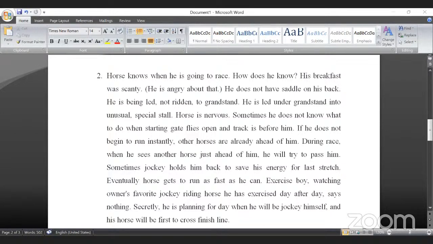We were at: he's being led, not ridden, to the grandstand. Now here, why do you think we use the? Because it is particular for the grandstand. We are specifying the particular place. What is a grandstand? Grandstand can be in the stadium where we keep the horses ready for the race.